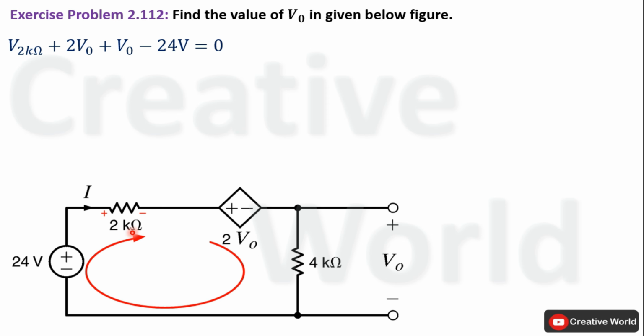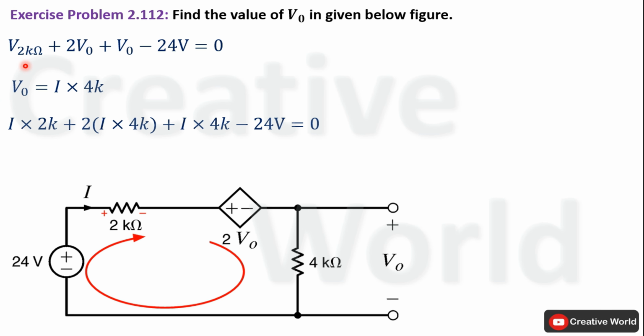Now we have to find the equations for voltage across this 2 kilo ohm resistance and V0. For that purpose, we will use Ohm's law. Current I is flowing through this closed loop network, so voltage V0 will be equal to the product of current I and the value of resistance 4 kilo ohm. Similarly, voltage across this 2 kilo ohm resistance will be the product of current I and 2 kilo ohm. Now update this equation by replacing V0 and V2 kilo ohm with their values.